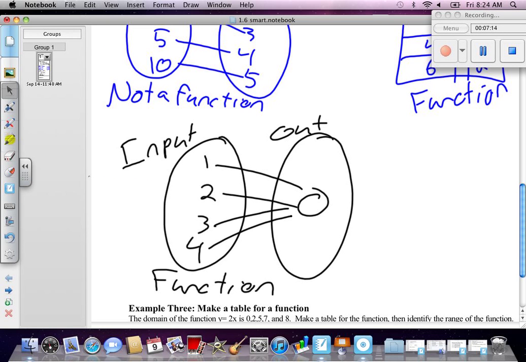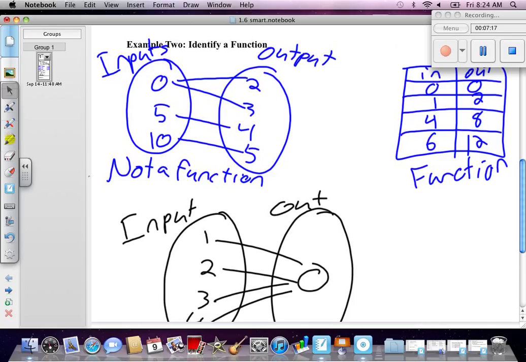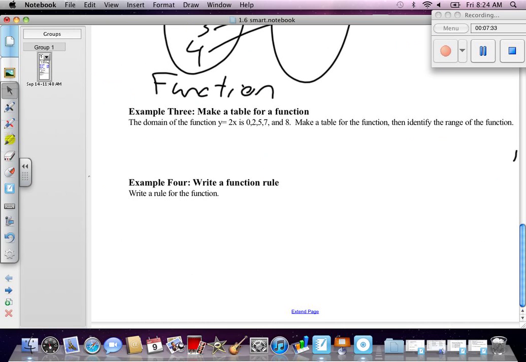So do you guys see the difference between the blue and the black? If we look at the blue, the input has two numbers coming from it, two arrows. But the black one, all the inputs only have one arrow. Does that make sense? Okay. That's really important and it's kind of tricky. All right, let's look at example 3.